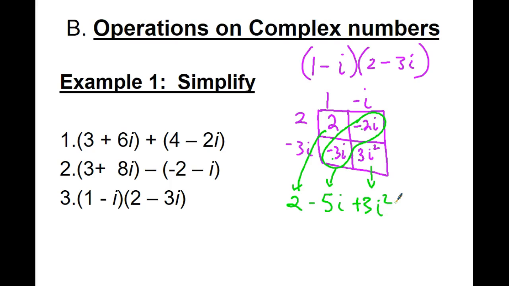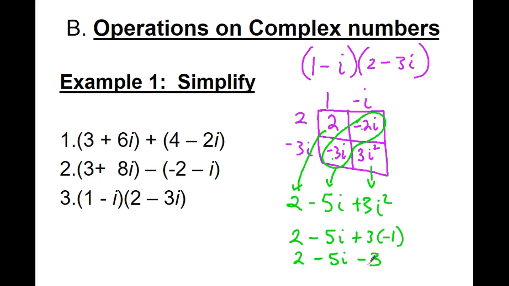Now, here's where the twist is. Remember I told you it's going to be just like polynomials, but there's going to be a little twist at the end? Here it is. You guys know that i squared is just a normal real number, negative 1, right? That's what's different. So we change the i squared to a negative 1, and now we can go a little bit further. What's 3 times negative 1? So it's 2 minus 5i plus negative 3.